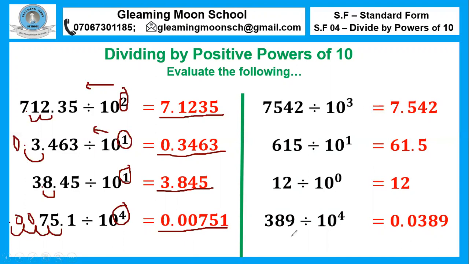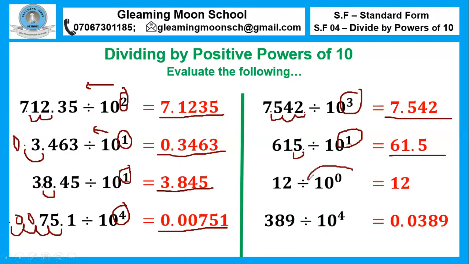Now, with the whole numbers, remember that every whole number has an invisible decimal point at the end. So there's a decimal point at the end. The power says 3, so you move it 1, 2, 3, and put your new point there, and that gives you the answer. Power says 1, the decimal point is at the end. You move it once and put your new decimal point there, and that gives you the answer.